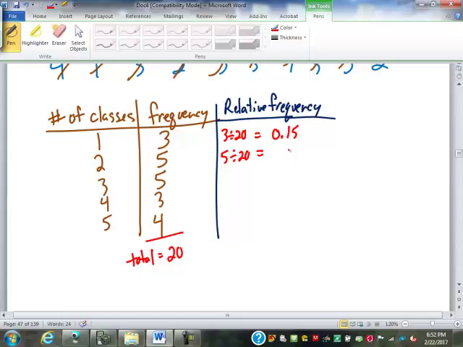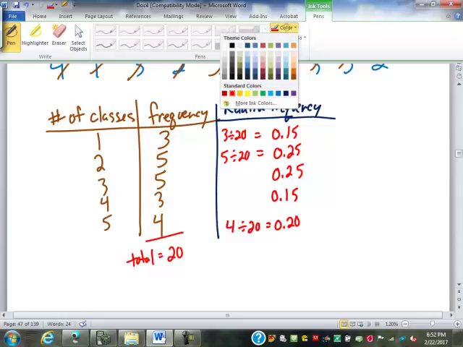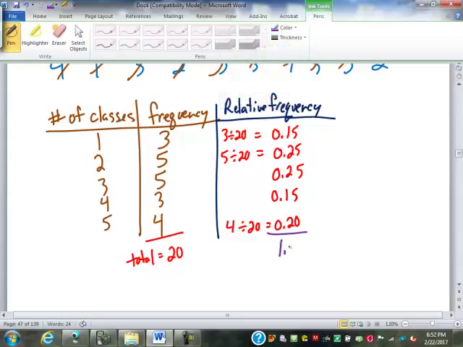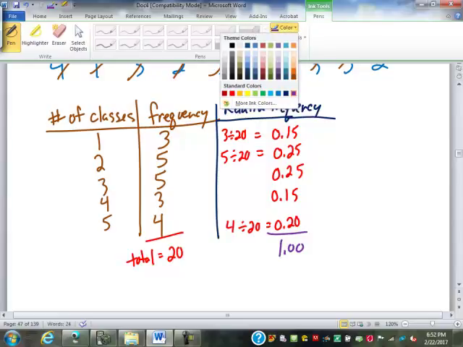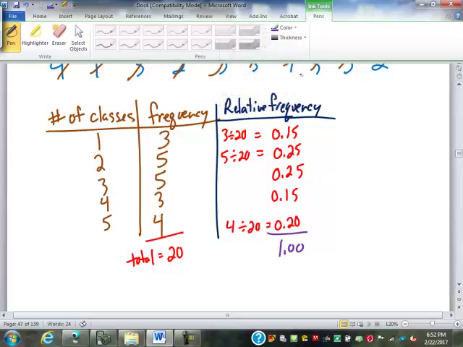5 divided by 20, 0.25. The next one, still 5 divided by 20, is still 0.25. 3 divided by 20 is still 0.15. And the last one is 4 divided by 20 is 0.20. And again, that better add up to 1.00, and it does. Again, it might be 1.001 or 0.999. It has to be really, really close to 1.00.